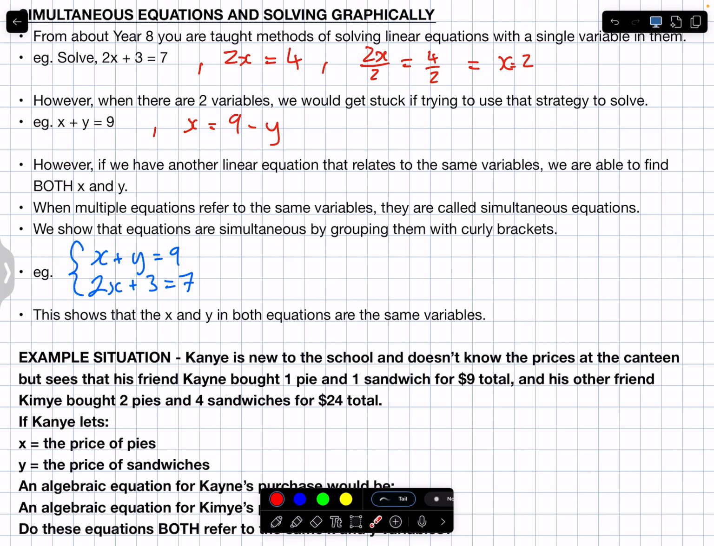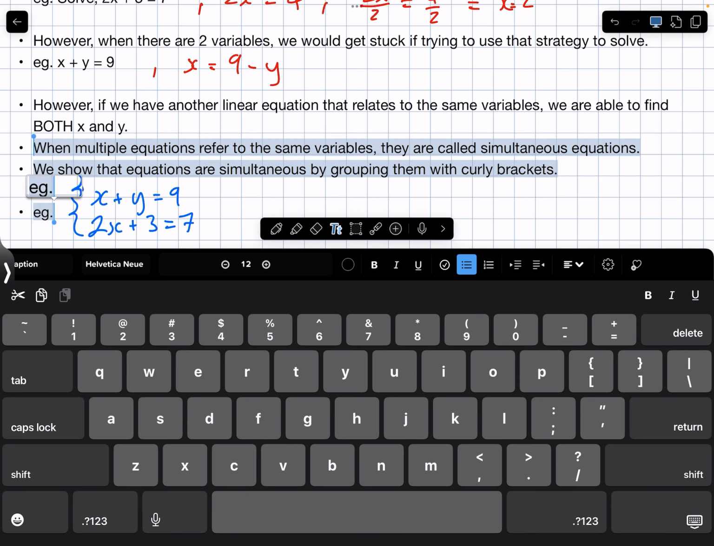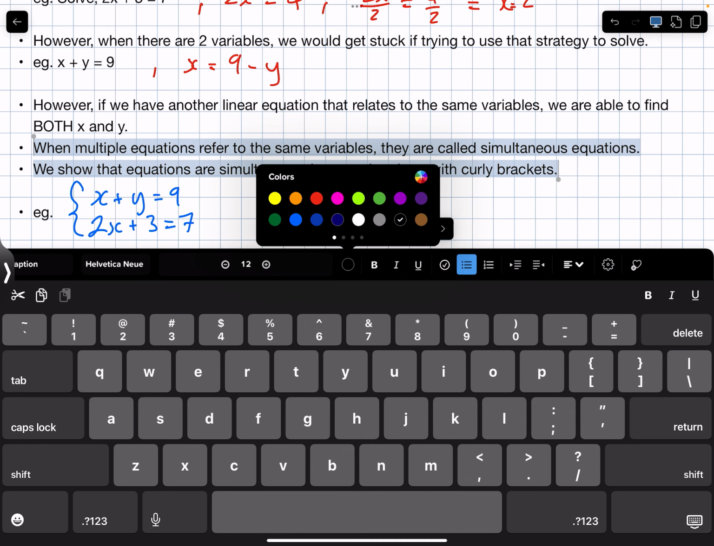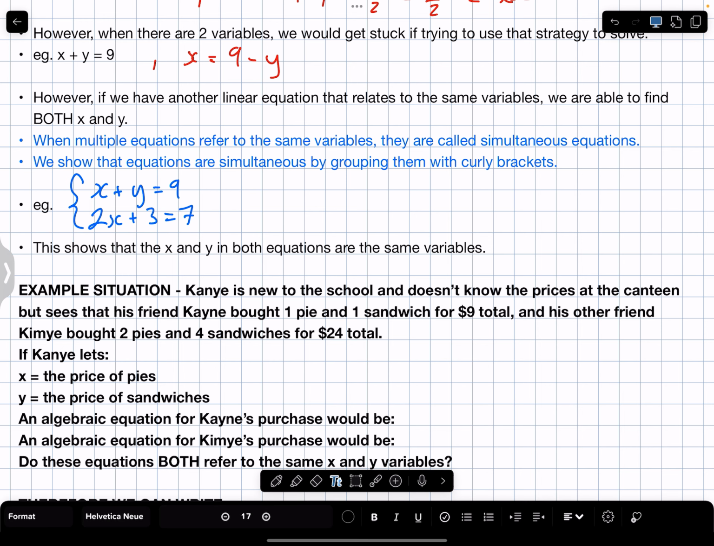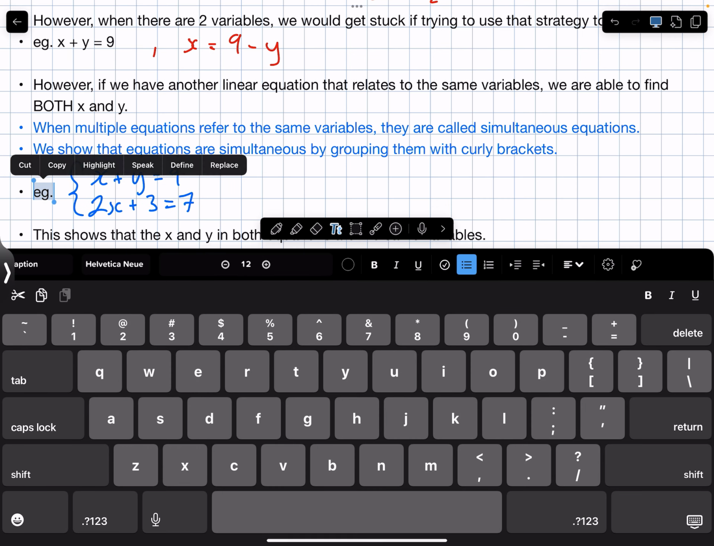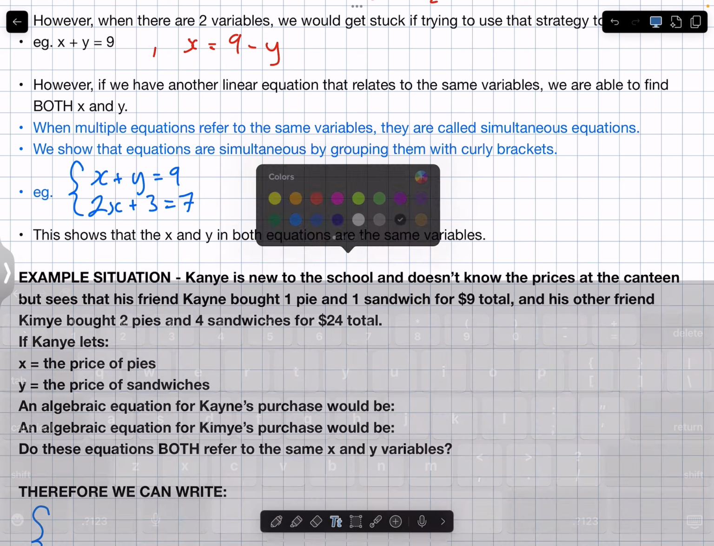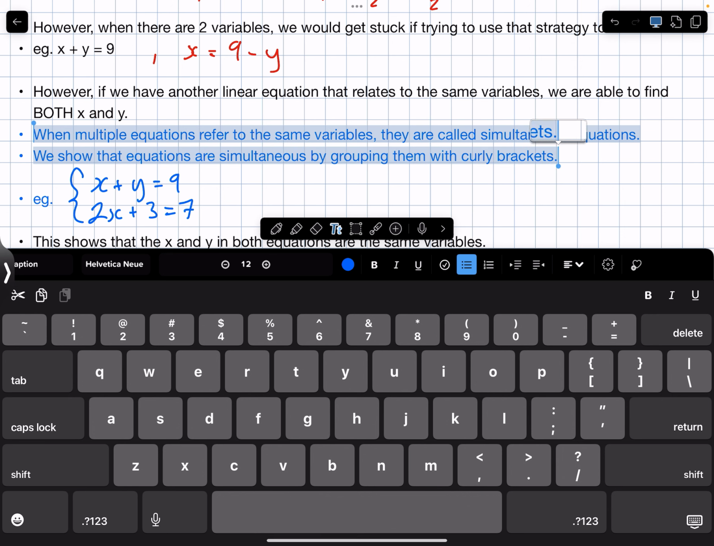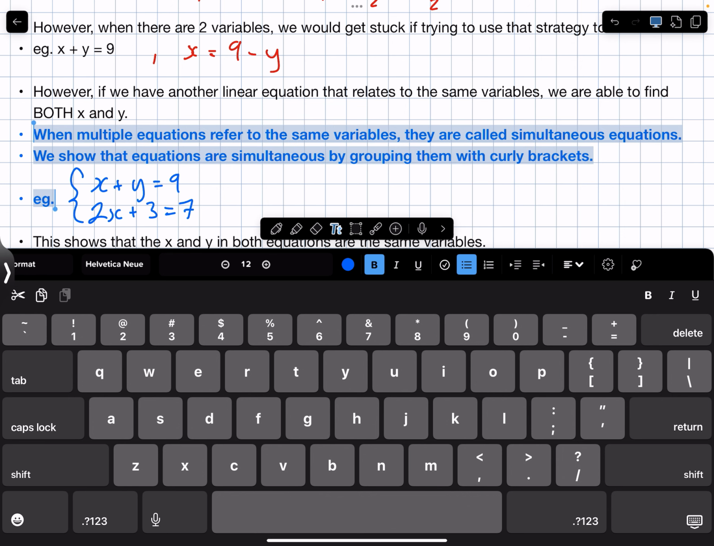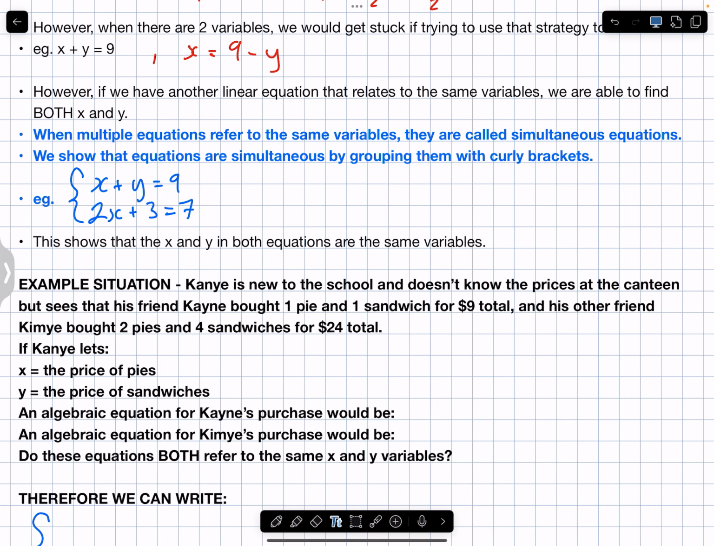When multiple equations refer to the same variables, they're called simultaneous. So the first notes would be this in blue. We show the equations are simultaneous by grouping them with curly brackets, for example, this. So can you first get this section in blue? When multiple equations refer to the same variables, they're called simultaneous. We group them with curly brackets. Are you going to get that down? You're just going to remember.